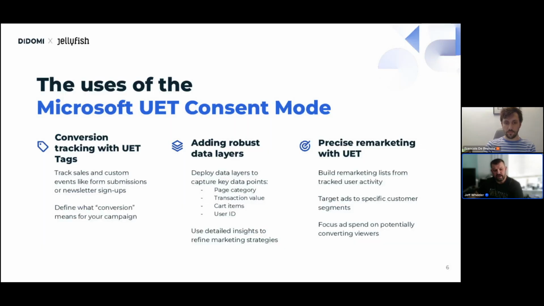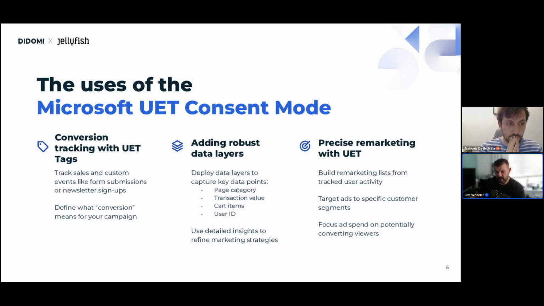So the use of consent mode. Three main use cases that we see specifically around consent mode are conversion tracking. So this allows you to track sales and custom events like form submissions, newsletter signups, and define what conversion means to the campaign. Adding robust data layers, so deploying data layers to capture key data points: page category, transaction value, cart items, user ID, and then use detailed insights to refine those marketing strategies.